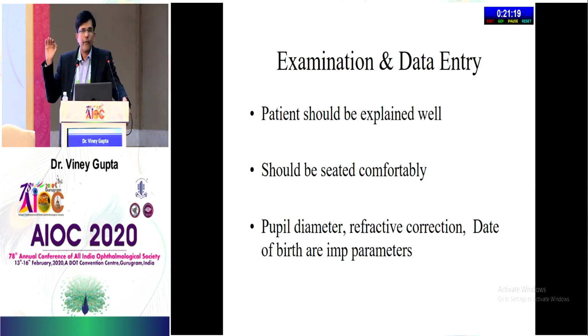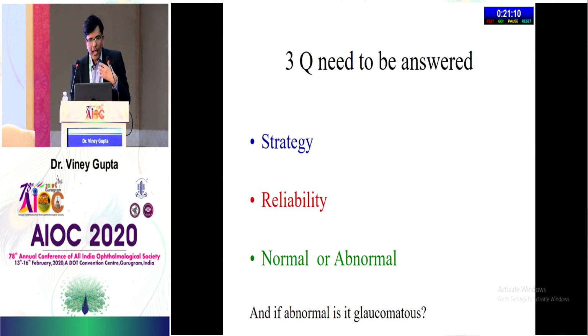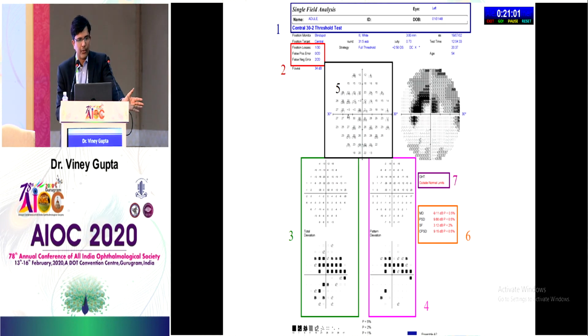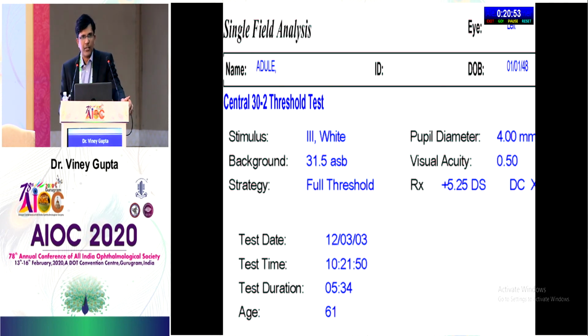That means if you have availability of a perimetry, please at least during your graduation try and do at least one or two perimetries yourself. When you have a printout in front of you, you have to ask yourself what strategy has been used, whether it's reliable or not reliable, normal or abnormal, and if it is abnormal, whether it's glaucomatous or not. You can divide a perimetry into different parts, but most importantly, you must check the name of the patient. Is it the same as the one that you are examining in front of you?